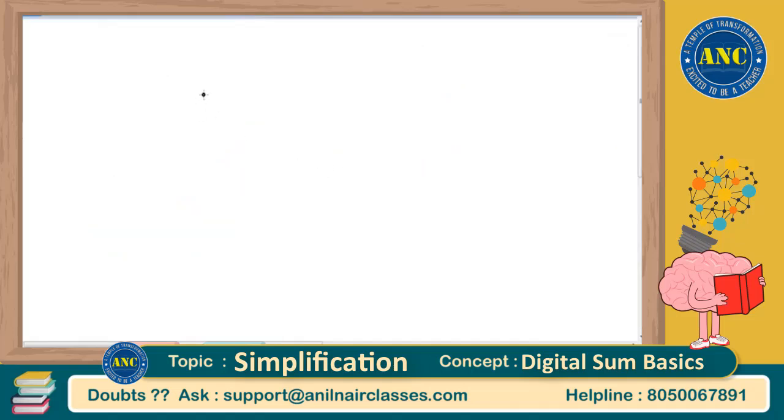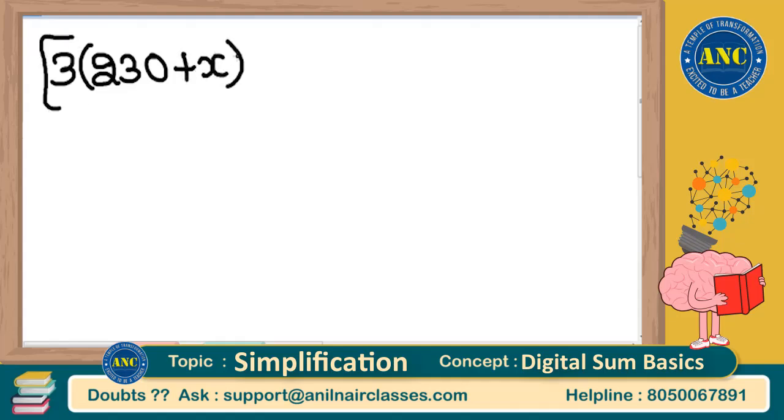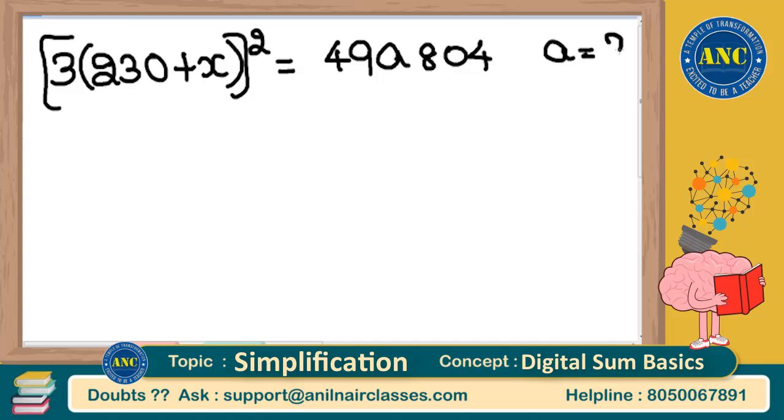Now this question came in one of the mock examinations. I am writing a similar kind of question, only the numbers are different. 3 into 230 plus x whole square is 49a804. A value you need to find. Now you know how beautifully you can solve this question in seconds.